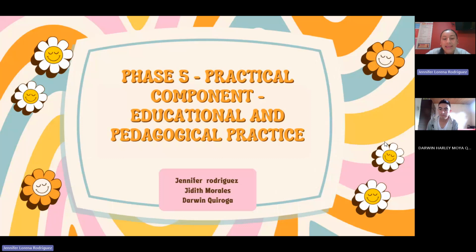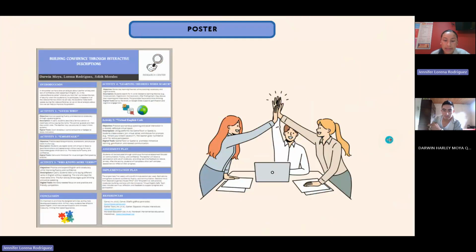and Darwin Moya. Today we present our poster titled Building Confidence Through Interactive Description. The purpose of this project is to analyze students' anxiety and lack of confidence when speaking English, especially during video conference. We noticed that many students freeze or hesitate because they feel insecurity. For this reason, we created interactive activities to help students reduce anxiety, feel more confident, and improve their speaking fluency.